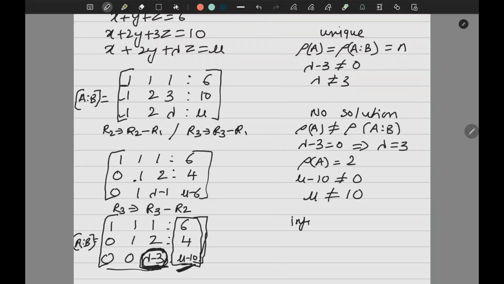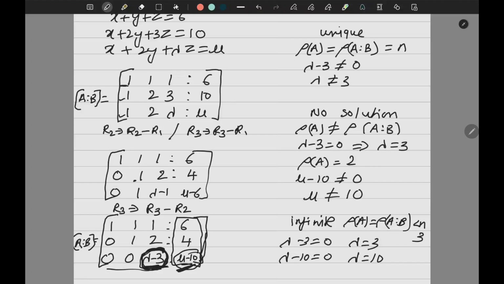Now for infinite solutions, what is the situation? For infinite solutions, the rank of A should be equal to the rank of [A|B], but should be less than n. Now n is 3. So the rank of A and [A|B] should be 2. When will it be 2? When this number is 0, the rank of A is 2. When this number is 0, the rank of [A|B] is 2. So lambda minus 3 is equal to 0 and mu minus 10 is equal to 0. Means lambda is equal to 3 and mu is equal to 10 is the condition for having infinite solutions. Okay, so simple, based on the rank concept, we have discussed this question.